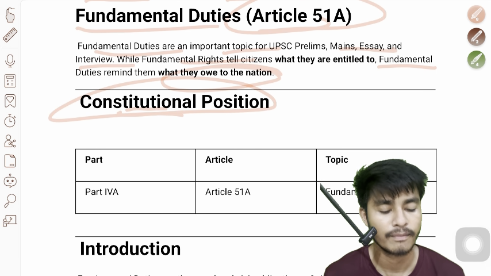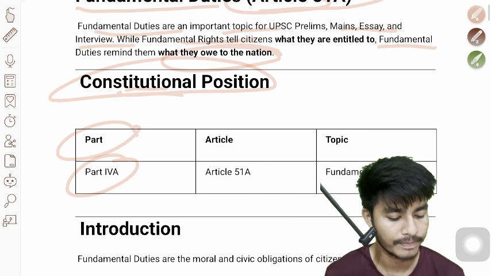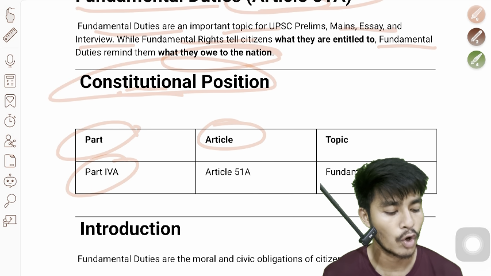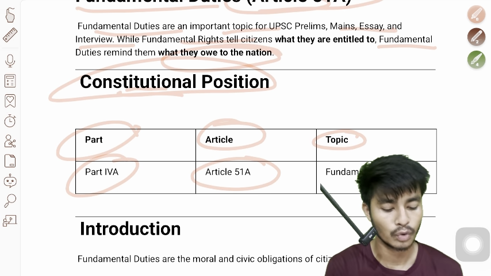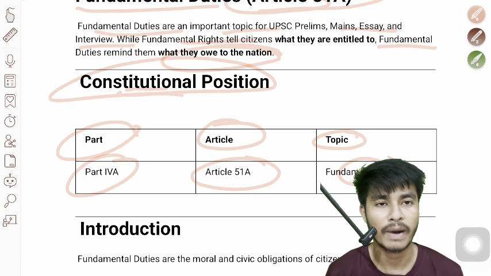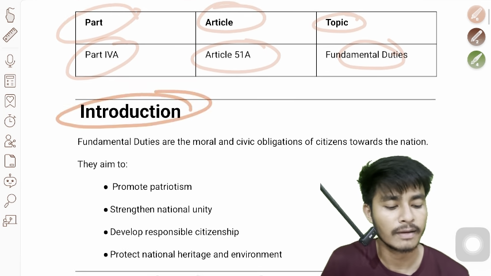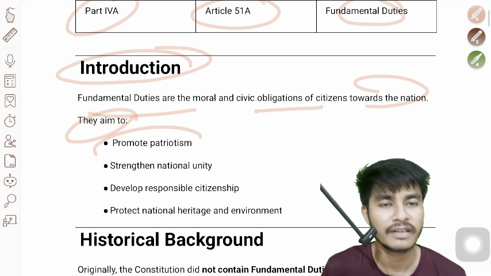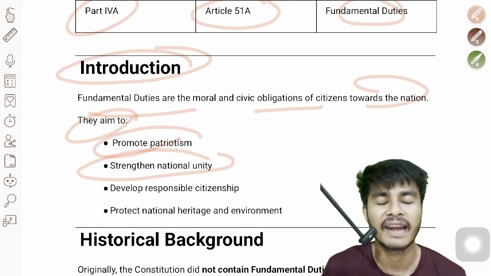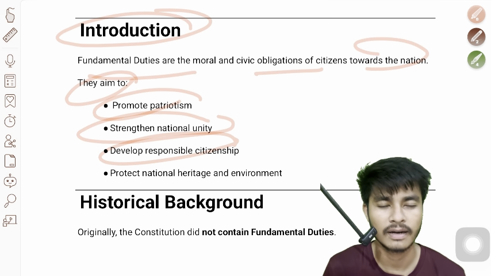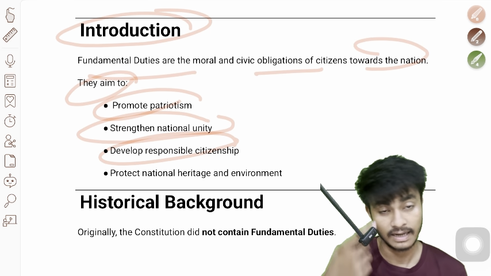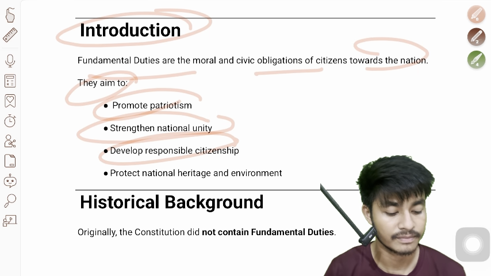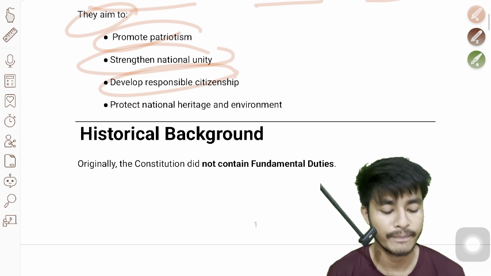Part 4A and Article 51A, and the topic is fundamental duties. So we'll move to the introduction part. Fundamental duties are the moral and civic obligations of citizens towards the nation. They aim to promote patriotism, strengthen national unity, develop responsible citizens, and protect national heritage and environment.